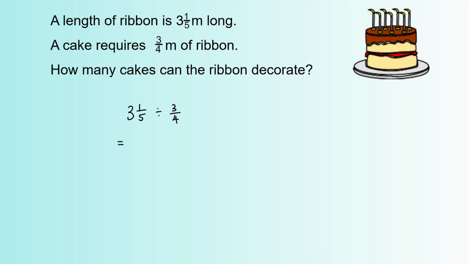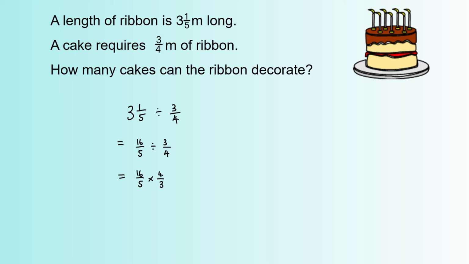So we convert this to a top heavy fraction. 3 5s are 15. Add on to the top would be 16/5, divided by 3/4. We don't need to do anything at 3/4, that's fine as it is. We're then going to deal with the dividing step. So we're going to keep the first fraction the same, change to times, and flip the second fraction upside down, or invert it. Here, we're looking to see, does anything cancel down? Not really. So there's no common factor we can take out across the fractions here.